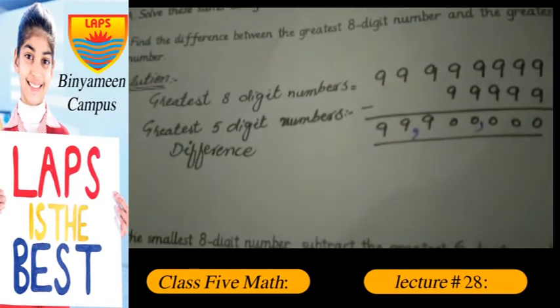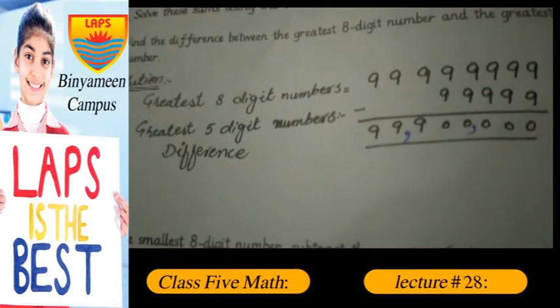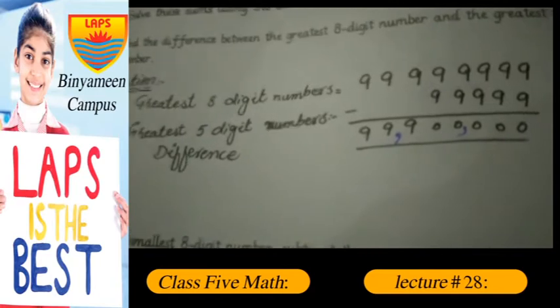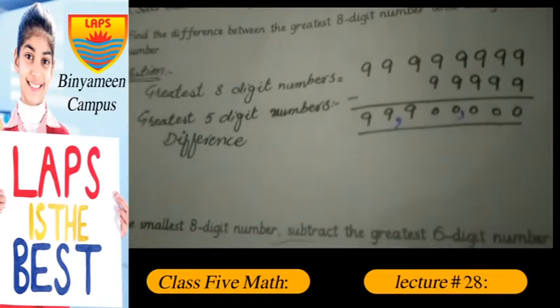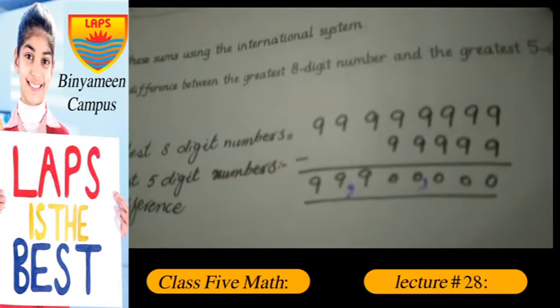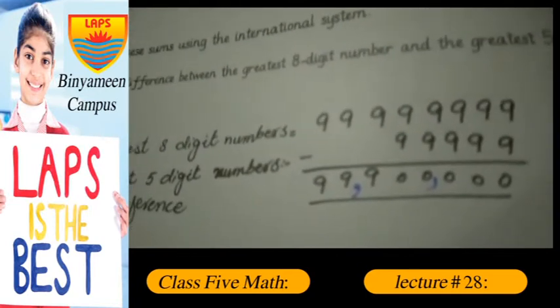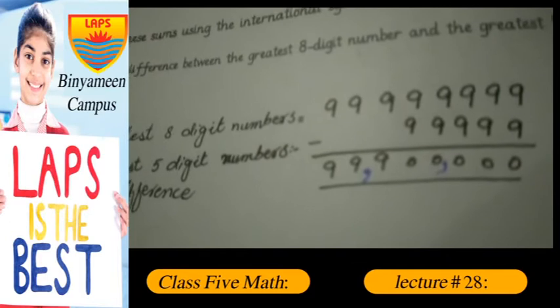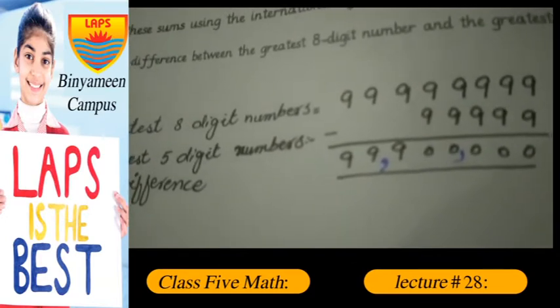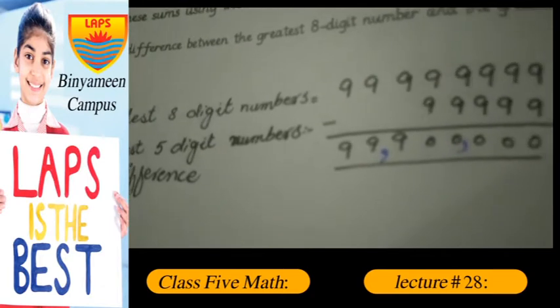99999999. And the greatest 5-digit number, you can write as 99999. 5 times 9. Now we subtract these values. 9 subtract 9, 0. 9 subtract 9, 0. 9 subtract 9, 0. 9 subtract 9, 0. 9 subtract 9, 0.